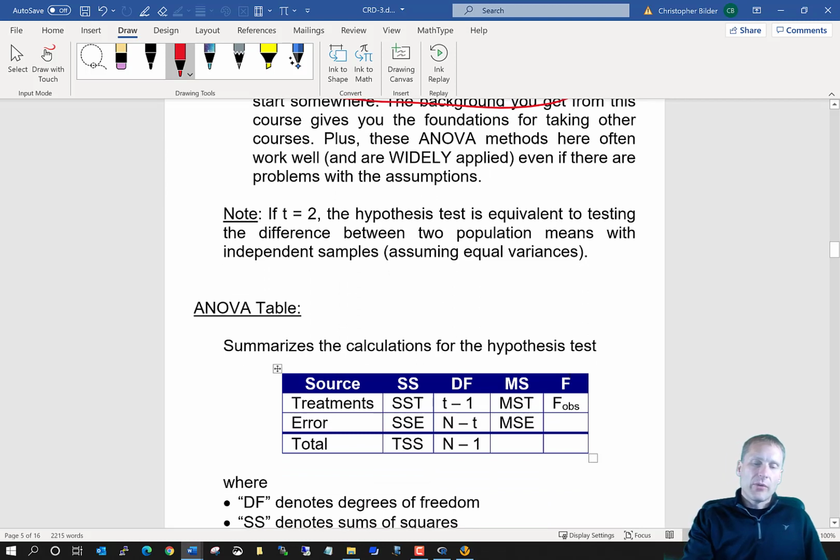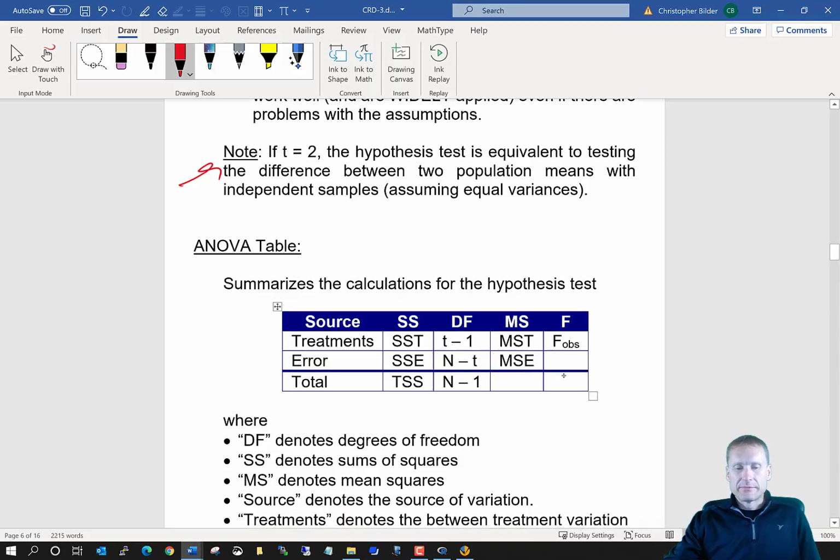Also, it's important to note that if we have just 2 treatments, then what we're doing here is essentially equivalent to what we were doing earlier in the semester when we were looking at a hypothesis of mu1 equal to mu2 versus mu1 does not equal mu2.